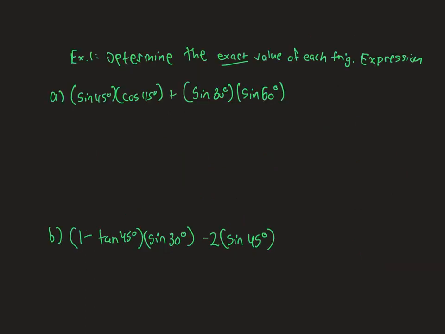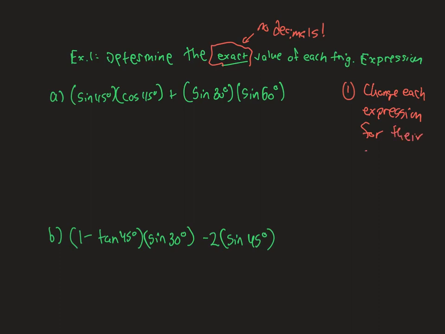Okay, so let's take a look at these examples here. I want you to determine the exact value, and when I say exact, I mean no decimals, which basically means stay in fraction form. So basically your first step should be what? Substitute for each one the ratios we figured out before. So change each expression for their special ratios.